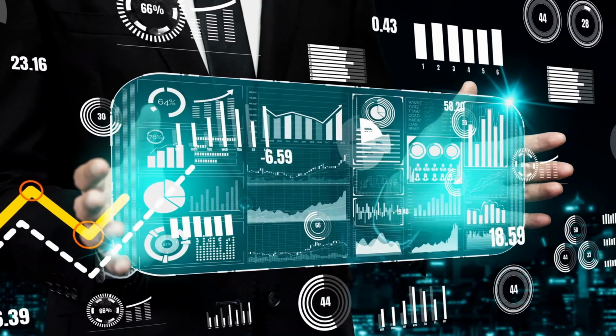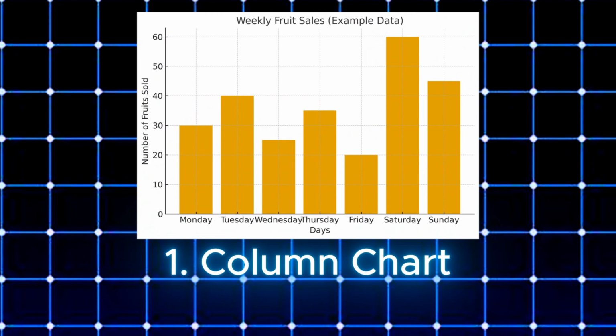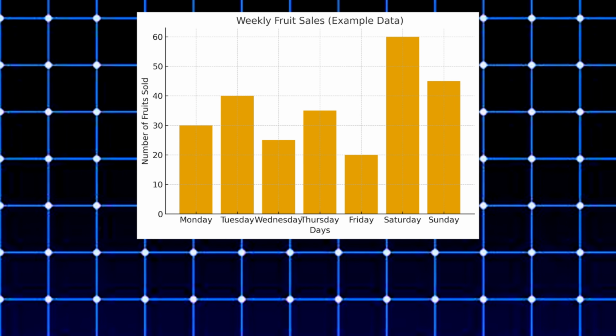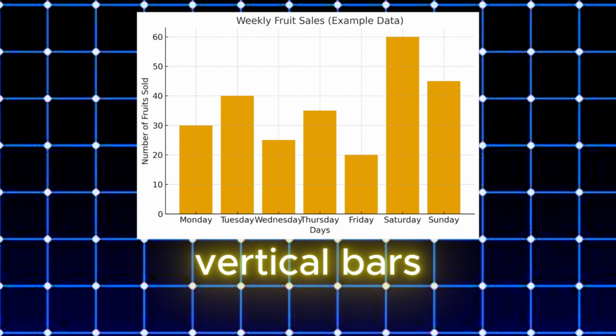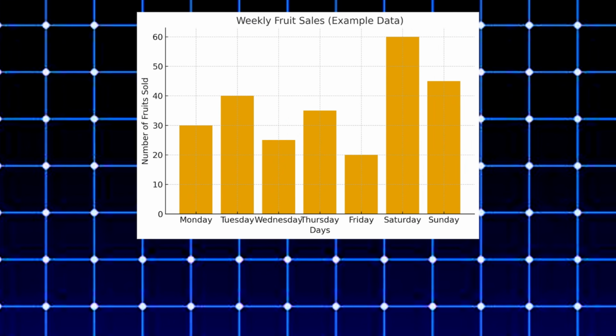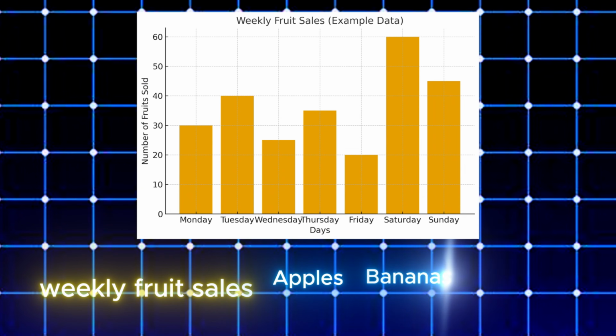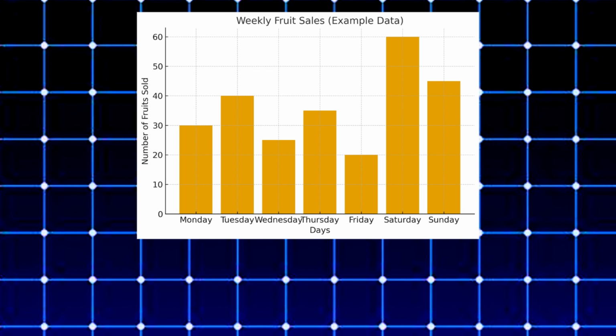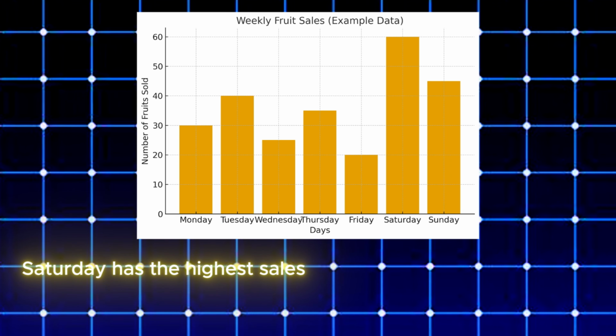So let's begin our chart journey. Number 1, column chart. Do you know why analysts prefer column charts? A column chart shows data in vertical bars. Best when you want to compare categories side by side. Example, a grocery shop wants to see weekly fruit sales. Apple, bananas, orange. The column chart instantly shows Saturday has the highest sale, Friday the lowest.